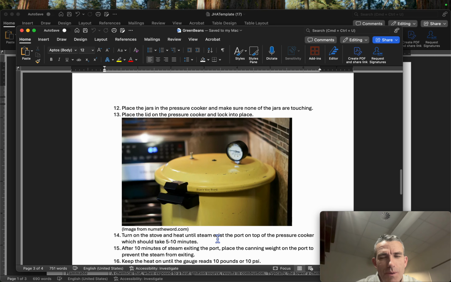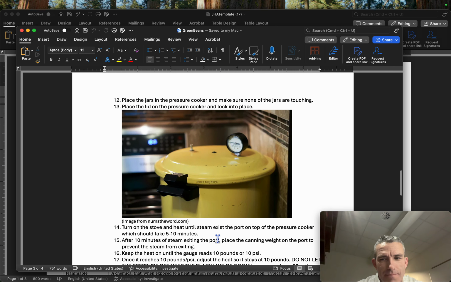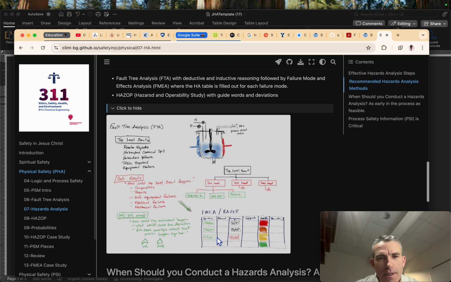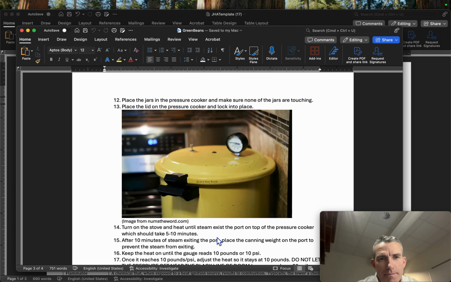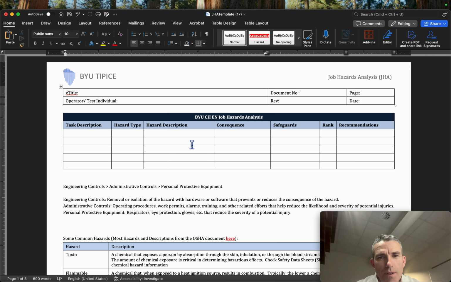So you're going to go through the fault tree analysis and then itemize each failure mode in the table here to identify existing safeguards, rank those risks, and potentially give recommendations to make that process safer.